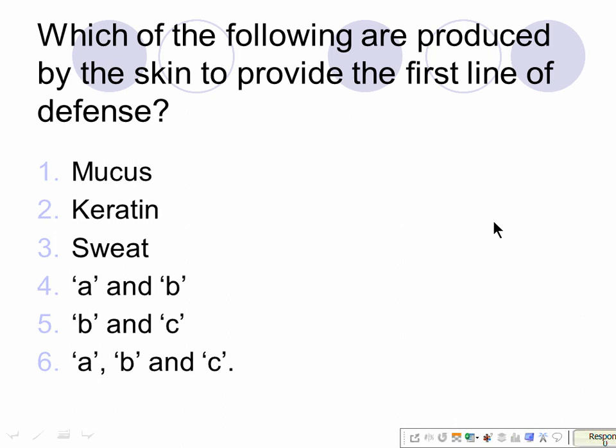So let's look at some questions here. Which of the following are produced by the skin to provide the first line of defense?